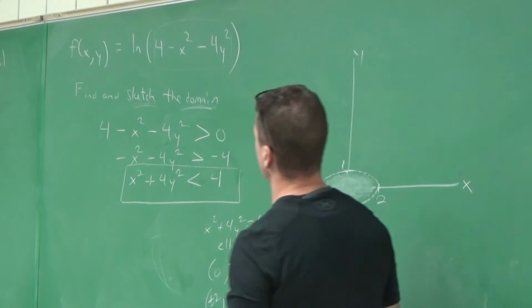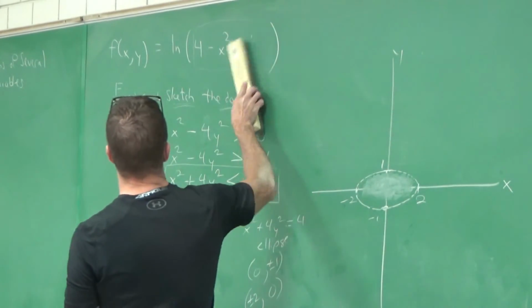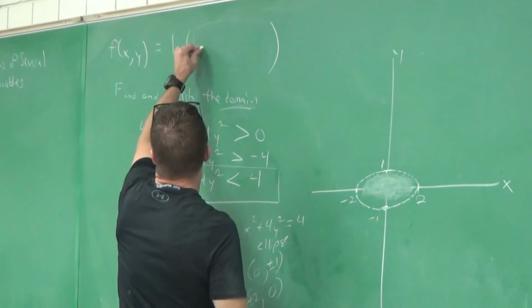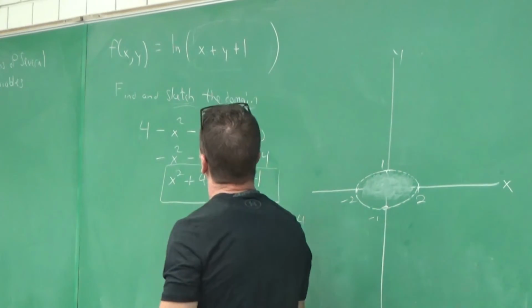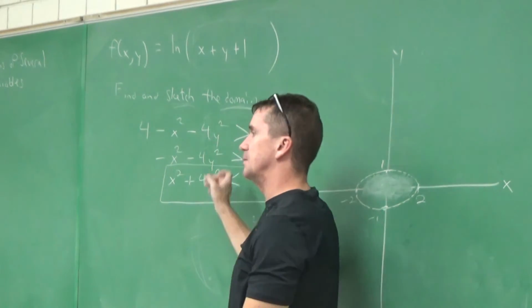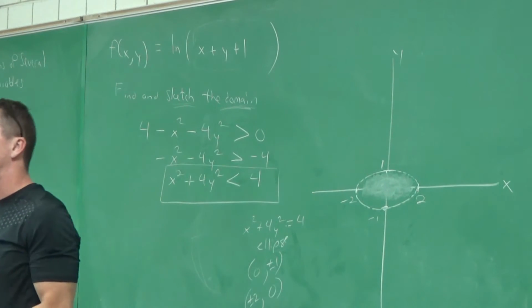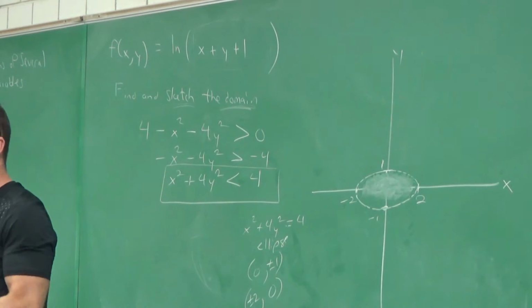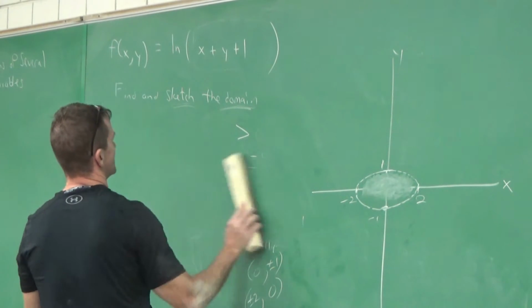Just so you're curious, because I think I have one line of problems up like this: what if this just had x plus y plus 1? Well, then the x plus y plus 1 would have to be greater than what? 0, right? And then you'd have to sketch something like that. What does that sketch look like?